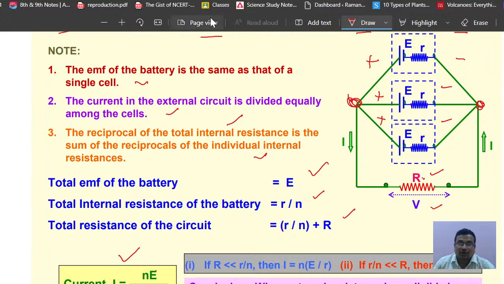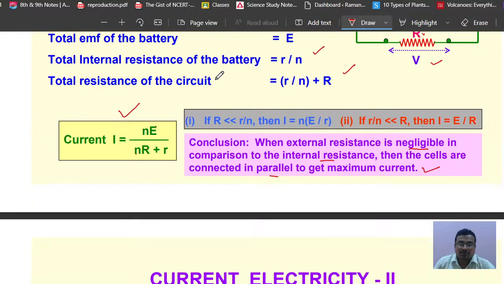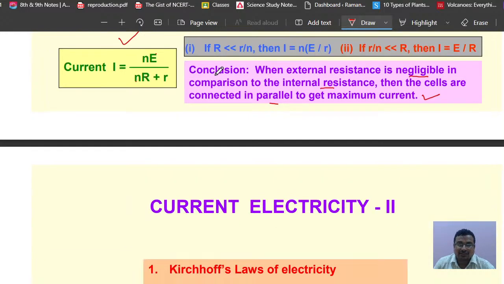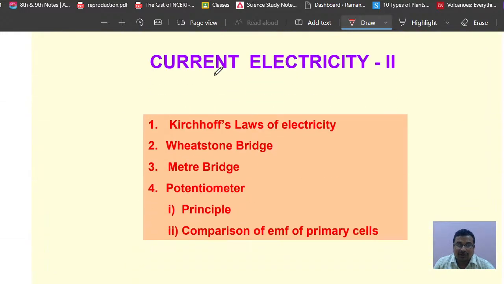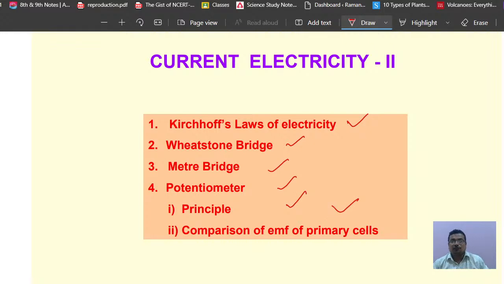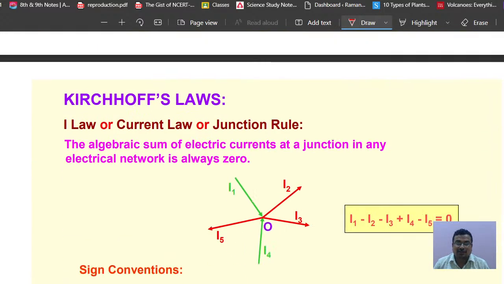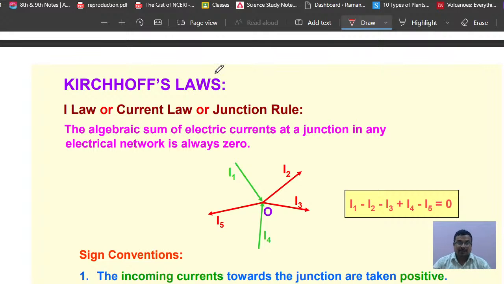So my dear friends, we'll continue. Now we are going to discuss the second topic about current electricity: Kirchhoff's laws of electricity, Wheatstone bridge, meter bridge, potentiometer, and the principle of comparison of EMF. So first we have to discuss Kirchhoff's law. Kirchhoff is the name of a scientist. Who is Kirchhoff? The name of a scientist.